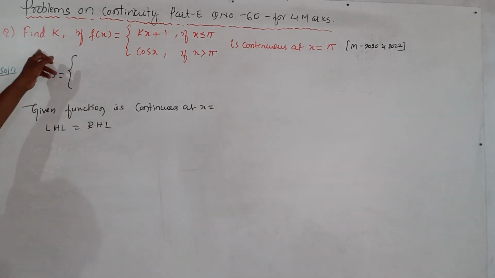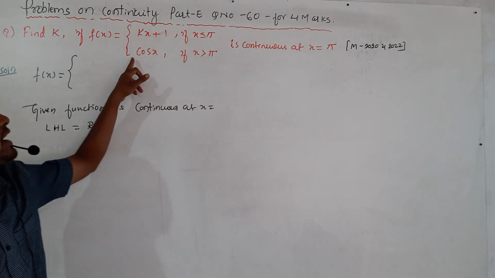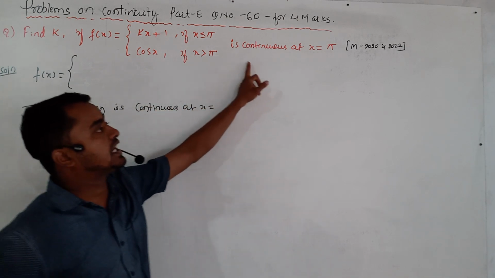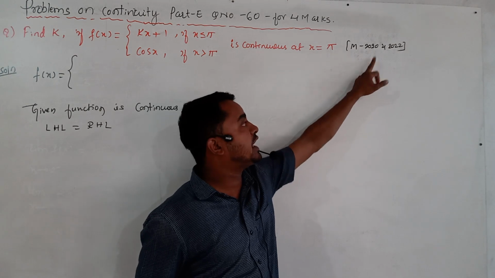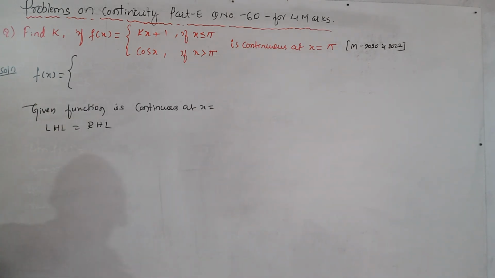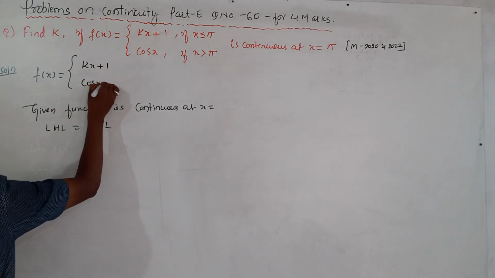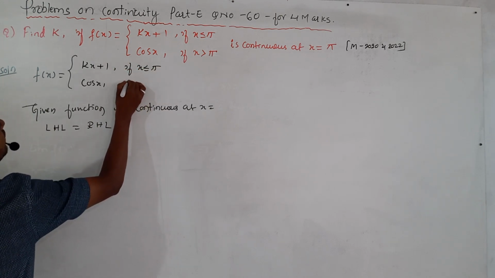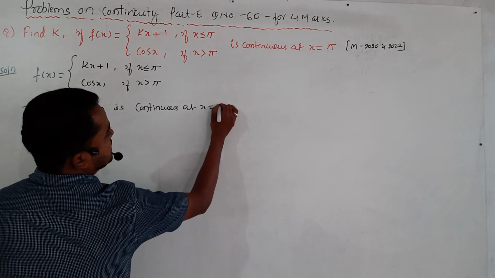Next problem. Find k if f of x is equal to kx plus 1 if x is less than or equal to pi, and f of x is equal to cos x if x is greater than pi, is continuous at x is equal to pi. This question has been asked in March 2020 and 2022 for 4 marks. Write the given function, that is kx plus 1 and cos x, and the given function is continuous at x is equal to pi.